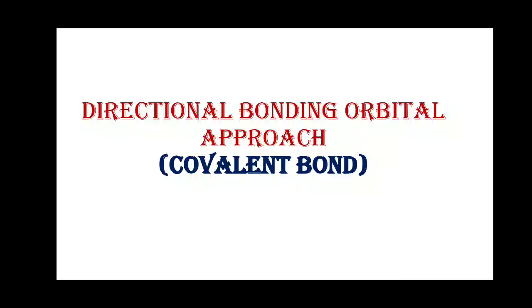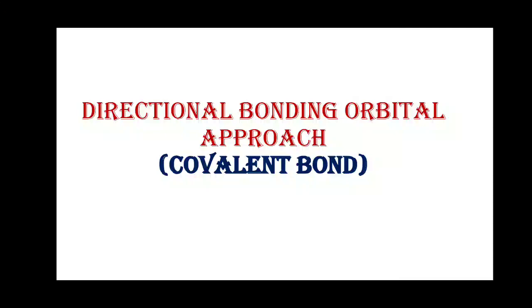Good morning, students. Today in this lecture, I will discuss directional bonding, the orbital approach, that is the covalent bond. Covalent bond is also known as directional bonding. In the previous lecture, we discussed the ionic bond, and you know that an ionic bond is formed by the electron transfer process. But when transfer of electron is not possible, then atoms attain stability by sharing of electrons. And when sharing of electrons takes place, that results in covalent bond formation.